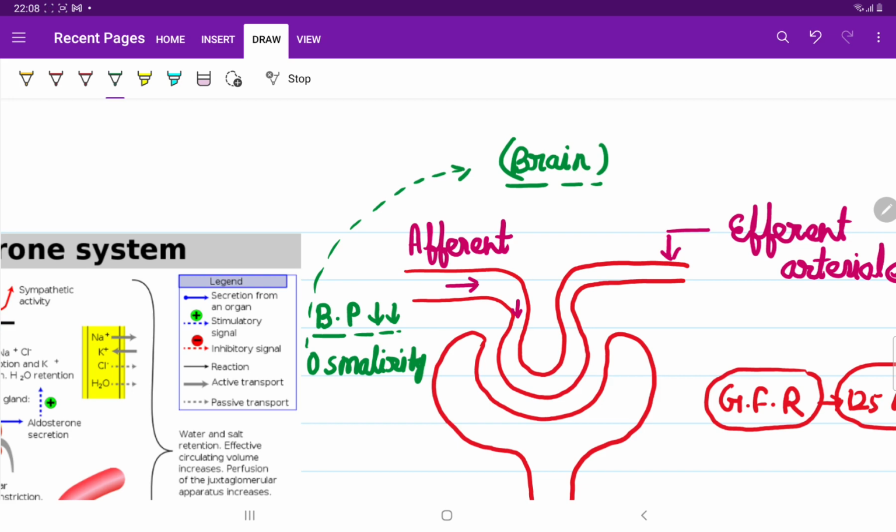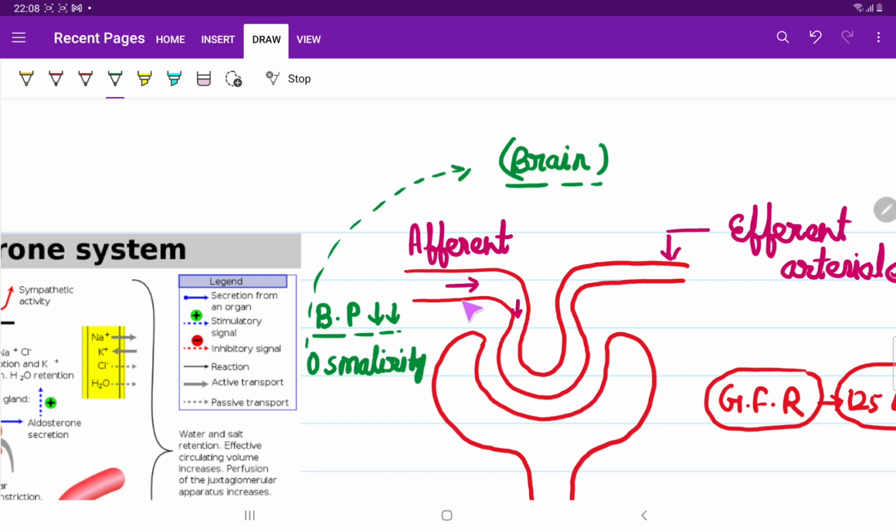Osmolarity of blood is increased, that means the concentration of solute in our blood, like NaCl and urea, is increased. Blood pressure decreased, concentration of solute increased, then they will send signal to the brain. Fine, brain has to take care. Now how they will take care, that we are going to discuss here.